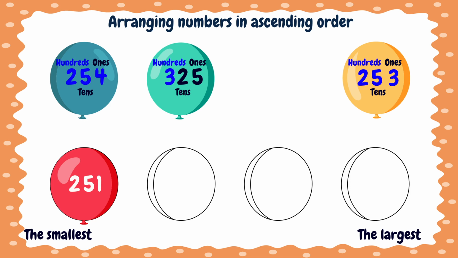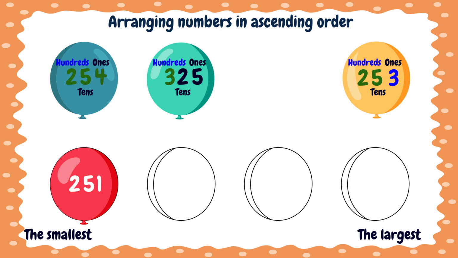Well, we will compare the hundreds place values first. Here is 2, here 3, and here 2. Which of them is the smallest? Excellent, the number 2. But here we have 2 numbers equal in the hundreds place. What do we do? Excellent. We will look at the tens place. There is 5 here, and here there is 5 too. They are equal in the tens place. So what do we do? Excellent. We will look at the ones place.